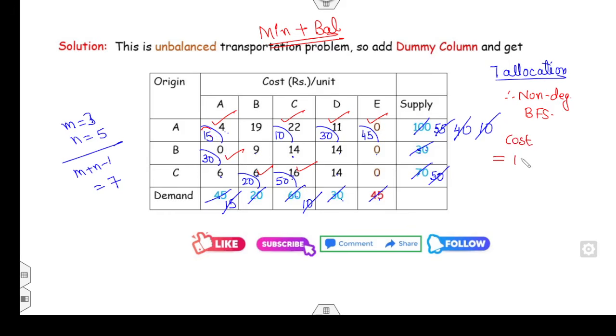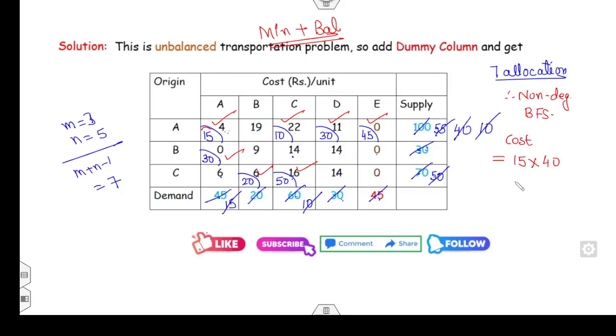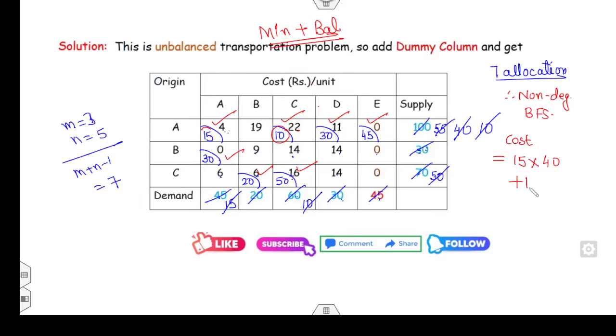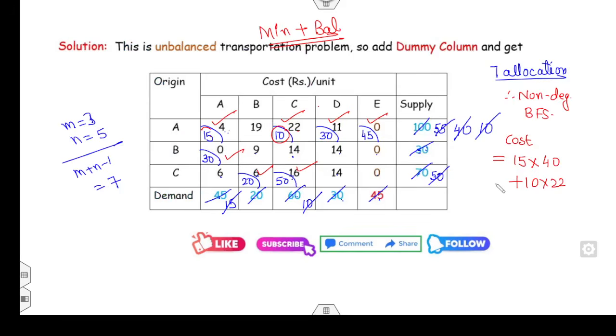That is 15 into the initial cost. Initial cost of the problem is 40, 40 plus, because this problem is my minimization. Next number is 10 into A to C, that is 22. 10 into 22. Fine. And then similarly for the other case, and you will get the maximum profit of this particular problem.